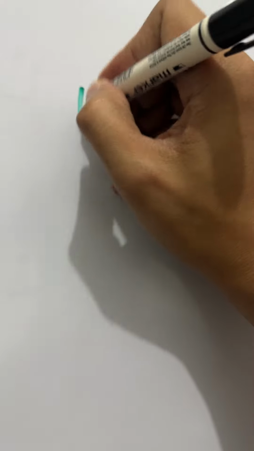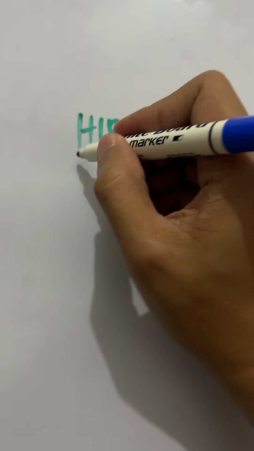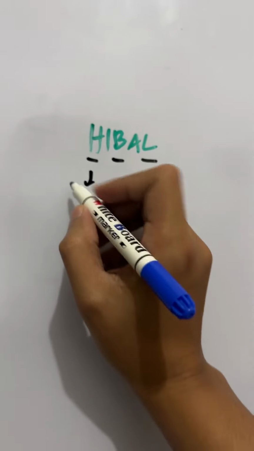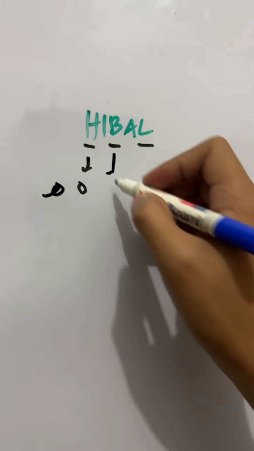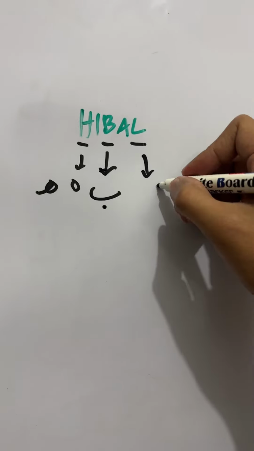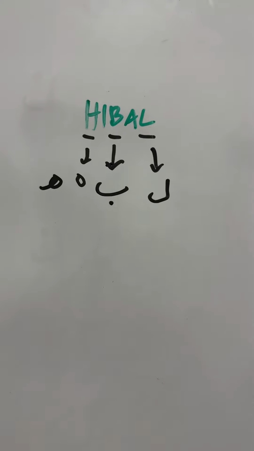Next word is HIBAL, to move. Okay, identify the consonants. We have ha, ba, and lam. So ha is written like this, but if it's at the beginning, it's written like that. And ba, it's a boat with one dot below. And lastly, lam, which is a reverse L. That's how you write it.